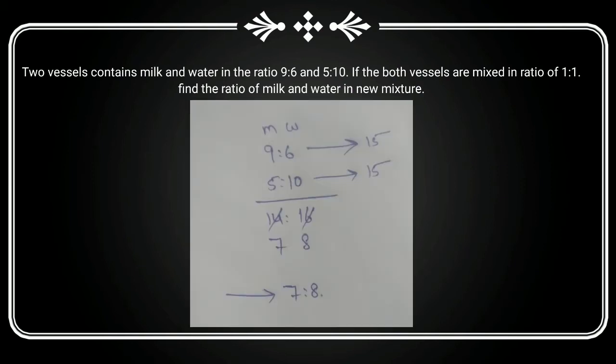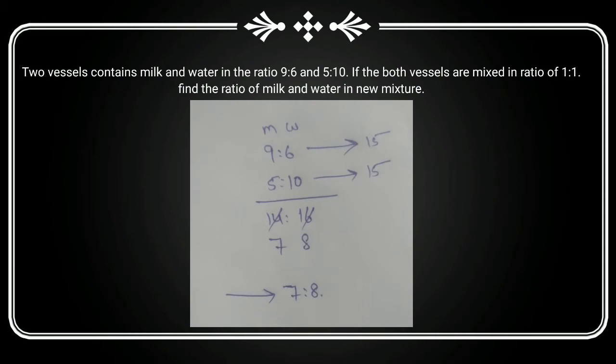Follow the same procedure. In the first vessel, the milk is 9 parts and the water is 6 parts. In the second vessel, the milk is 5 parts and the water is 10 parts. In both the vessels, the parts are equal because 9 plus 6 equals 15 and 5 plus 10 equals 15. If the parts are equal like this, directly add the ratios. Now 9 plus 5 equals 14 and 6 plus 10 equals 16. Now the new mixture is 14 is to 16.